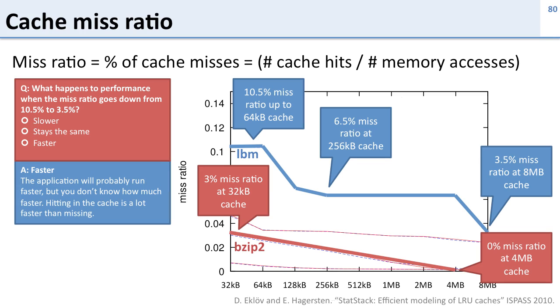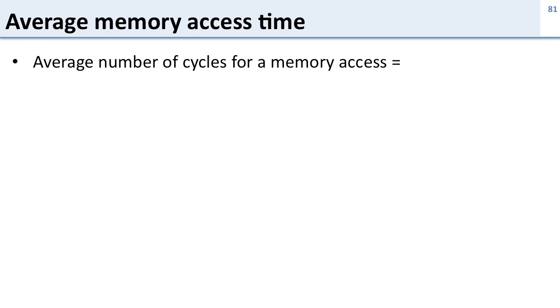Well, it's going to be faster. The application is going to run faster because it's missing less in the cache, and missing in the cache is really slow because you have to go access the main memory. However, you don't know how much faster, just that it will probably be faster. So to figure out how much faster, let's take a look at the average memory access time.